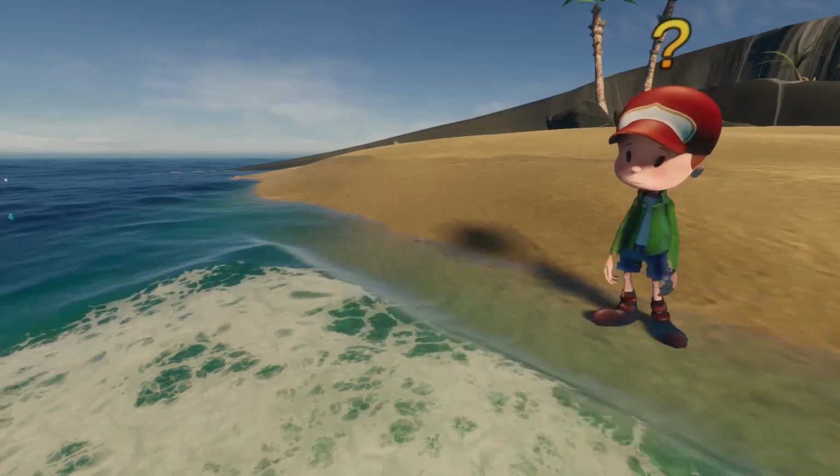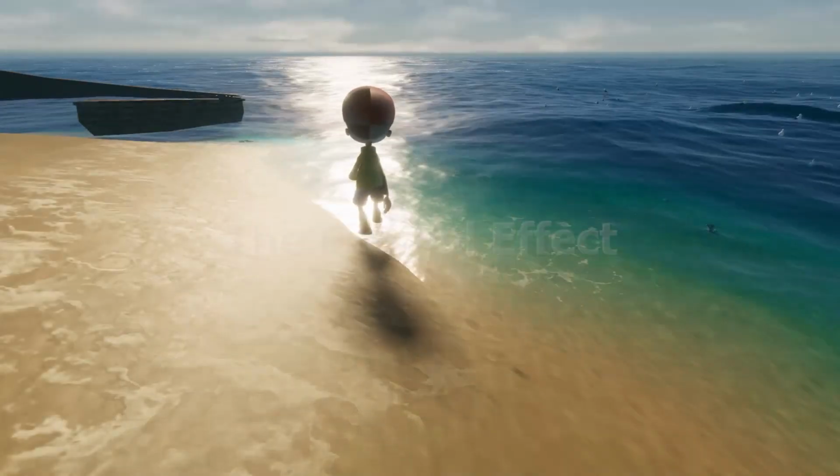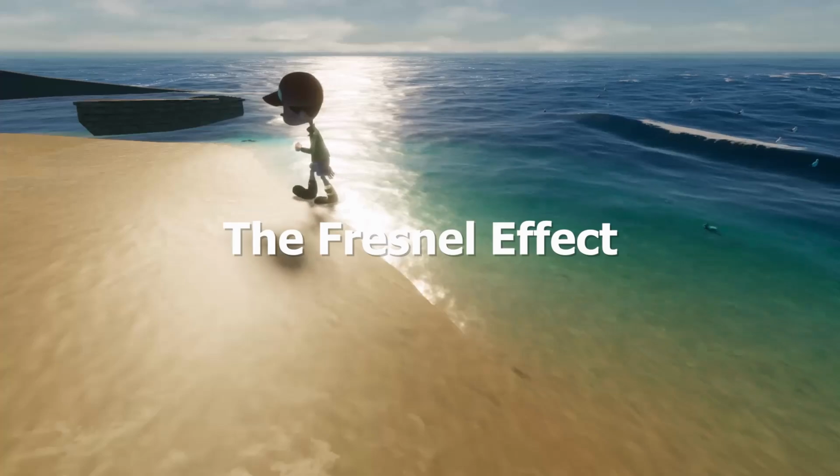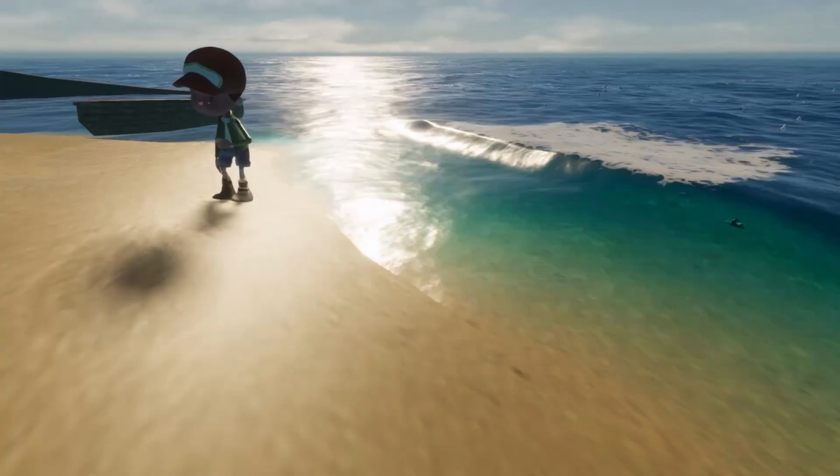The ocean water becomes clearer when our viewing angle changes. This phenomenon is known as the Fresnel effect. Let's take a closer look at how this phenomenon works.